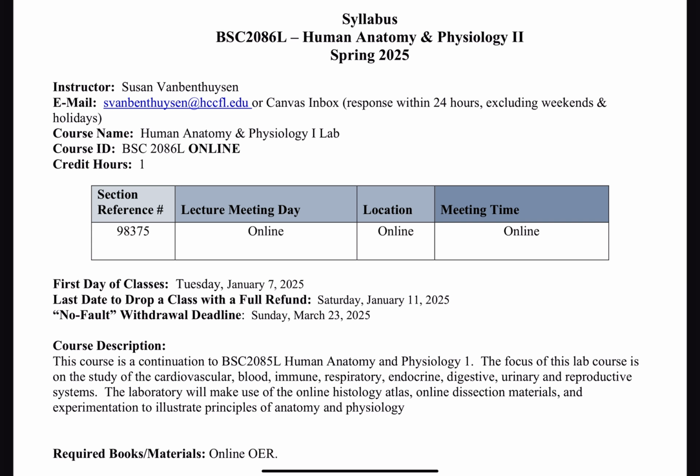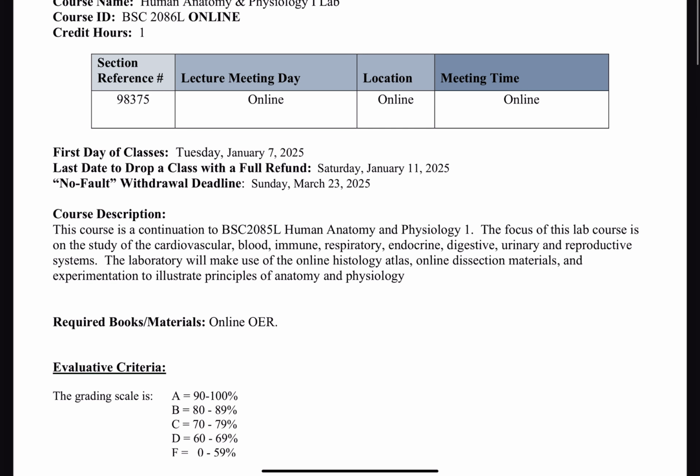Course description really is we're going to cover all of the systems that you did not cover in A&P1. So this is going to include cardiovascular, immune, respiratory, endocrine, digestive, urinary, and reproductive systems. There are no required materials for this course. The lab manuals that are published to Canvas are labs that I have written myself. You will have to make use of some online resources, and I include the links in there, especially for the histology portions and the fetal pig dissections.